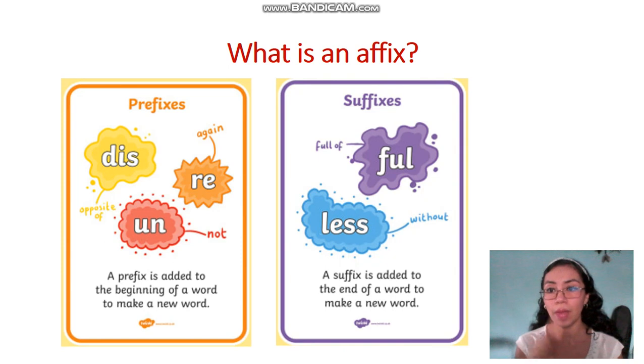So, for example, we have the suffix full, and a very obvious adjective is beautiful. So what does it mean? Well, the base is beauty, and if you say that something is beautiful, that means that it's full of beauty, right? Or pretty.